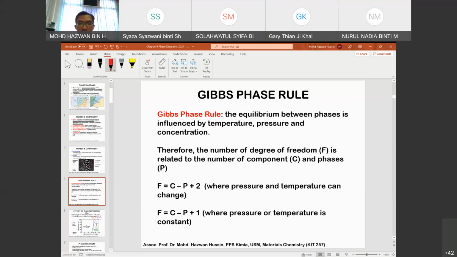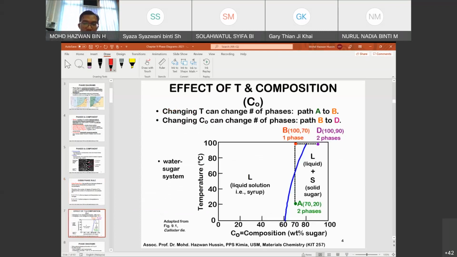So you have these two rules in order to calculate the Gibbs phase rule. F is equal to C minus P plus 2, where pressure and temperature can be changed. Or you have another formula, F is equal to C minus P plus 1, where the pressure and temperature are constant. All right.